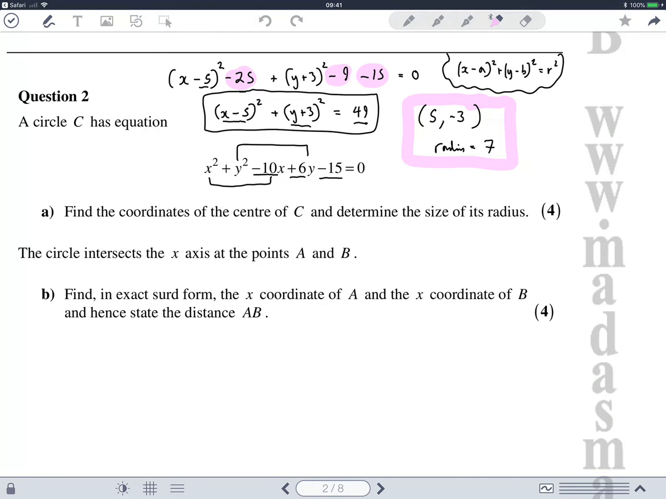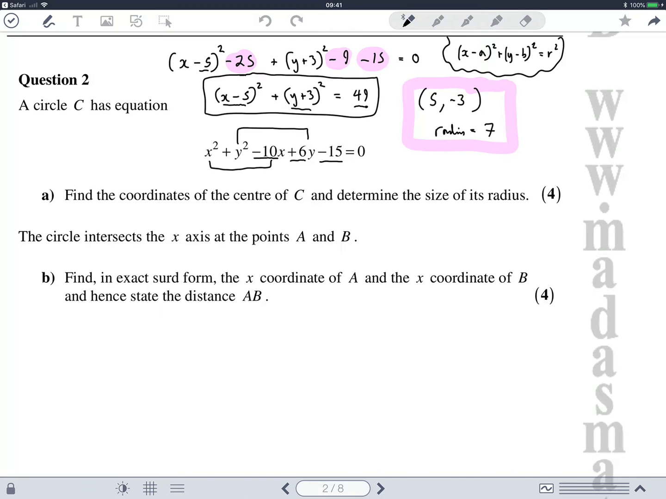Okay, the circle intersects the x-axis at the points A and B. Find, in exact surd form, the x-coordinate of A and the x-coordinate of B, and hence state the distance A to B. Okay. Right, so if it crosses the x-axis, then doesn't that mean the y-coordinates are 0? So if I look back at my reduced form up to here, then I'll have x minus 5 squared plus y, which is 0, plus 3 squared equals 49.